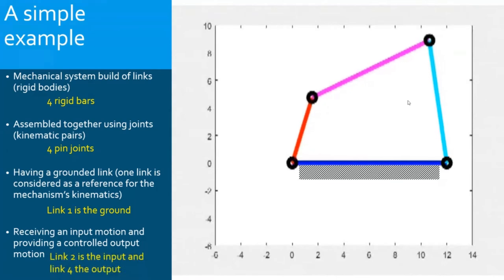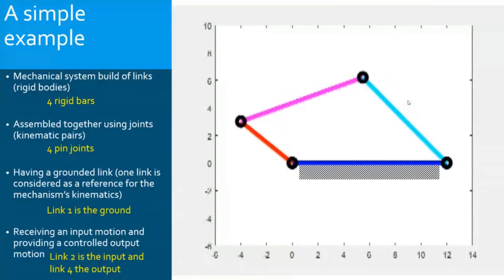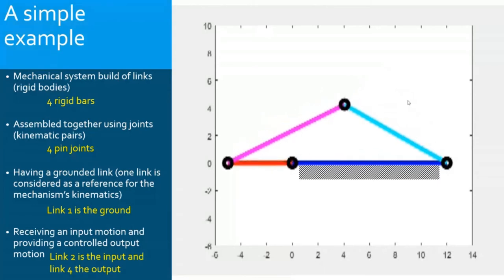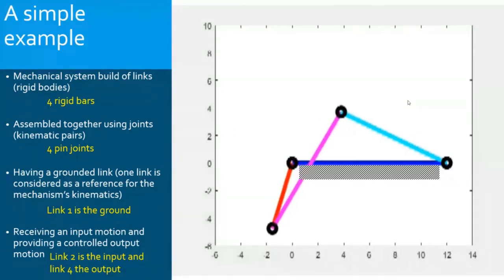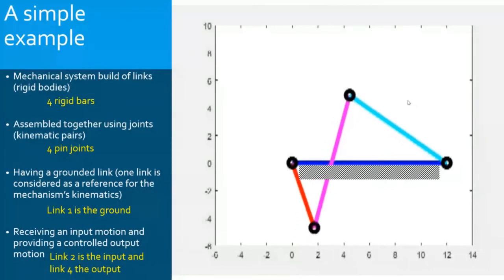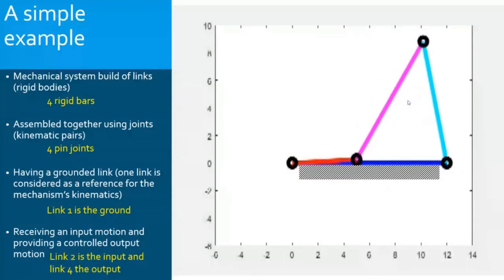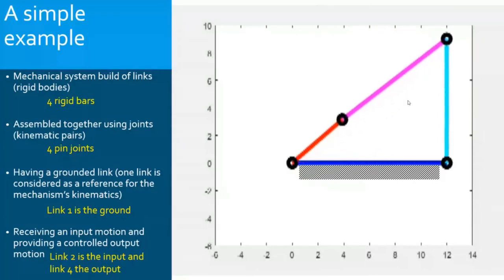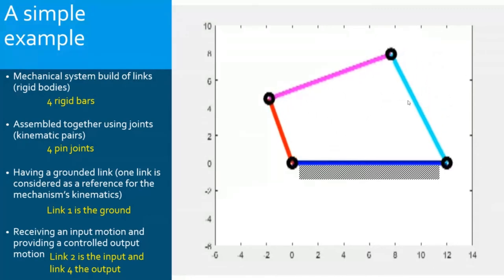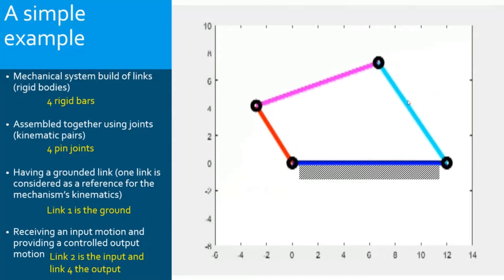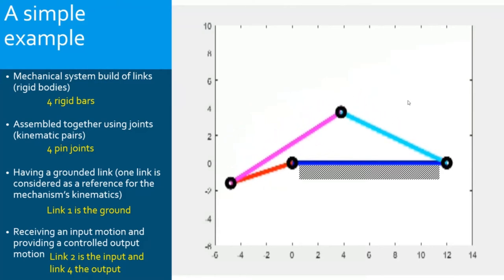The last point is that I need an input motion, and this input motion will be transformed to another output motion. For example, here, let's assume I have a motor and link 2, the link colored in red. So this motor will rotate or control the rotation of link 2, the red link. It will control the speed, the acceleration, and so on. Now, it can be any link as input.